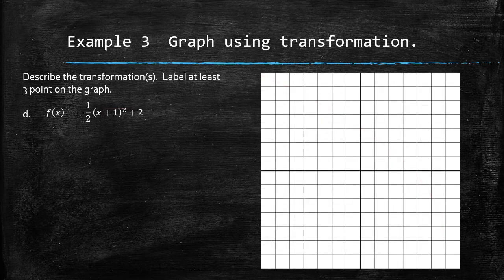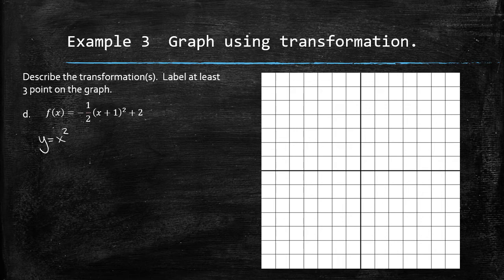Okay, part D, now we have negative 1/2 times the quantity x plus 1 squared plus 2. All right, so this is our parabola. So the base function is y equals x squared. And we're going to be doing more of these later on. We have a whole section just on parabolas.